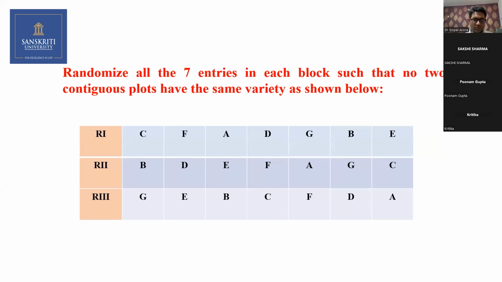Please note, not everywhere. All the 21 plots cannot be taken equally. First, you allot the treatments in the first block, then you go for the second block, then you go for the third block.